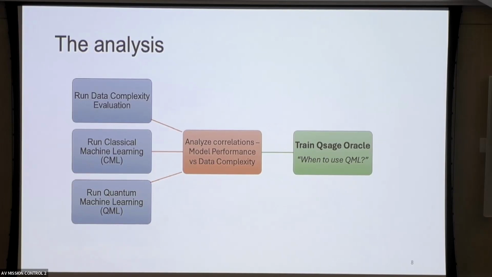Essentially, it gives users the ability, without running the entire pipeline, to look at the data and say, hey, we think you could probably use quantum machine learning. If so, use this method, or use only classical machine learning. So a priori, it can give you some insight. And so far, we've trained this on over 200,000 experiments.